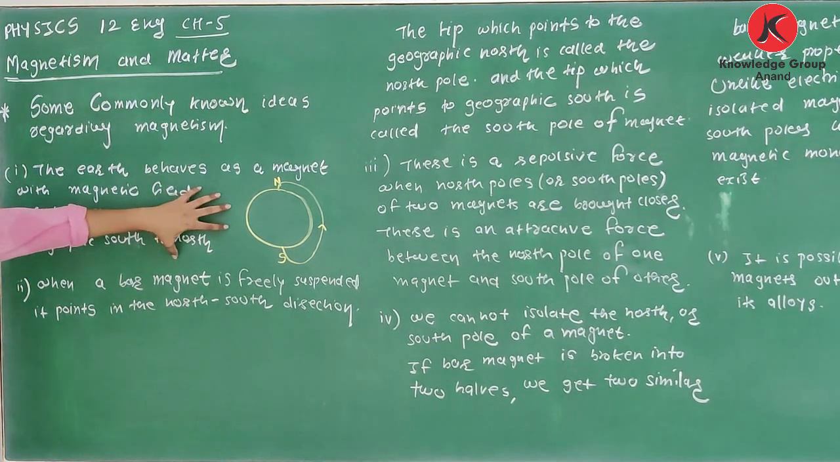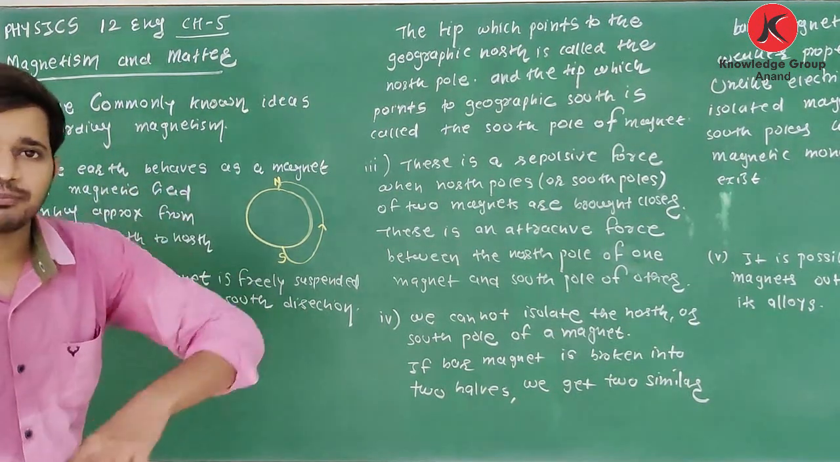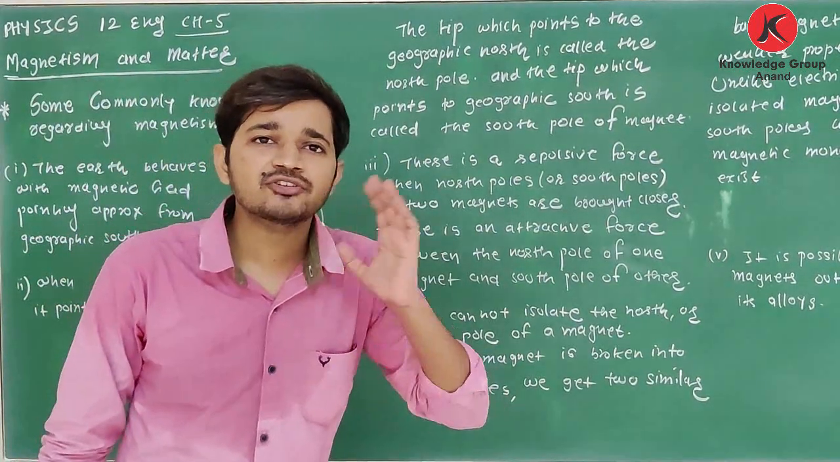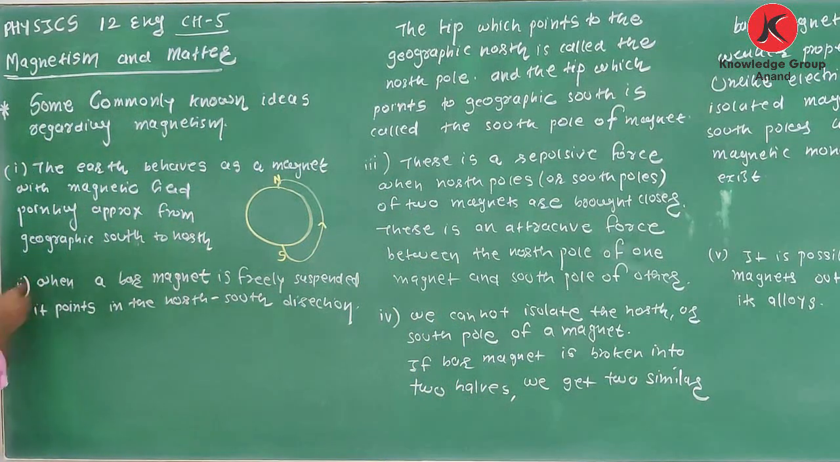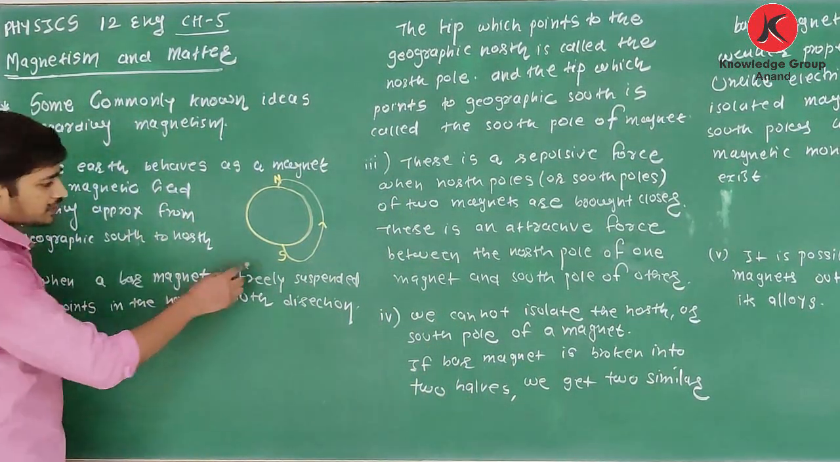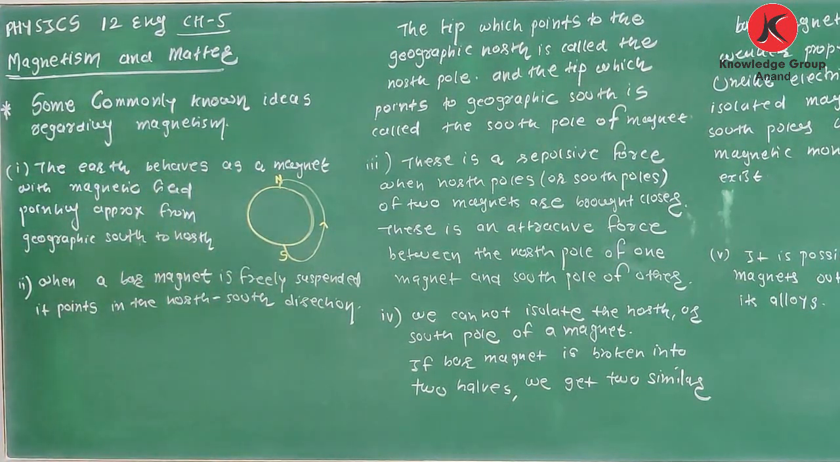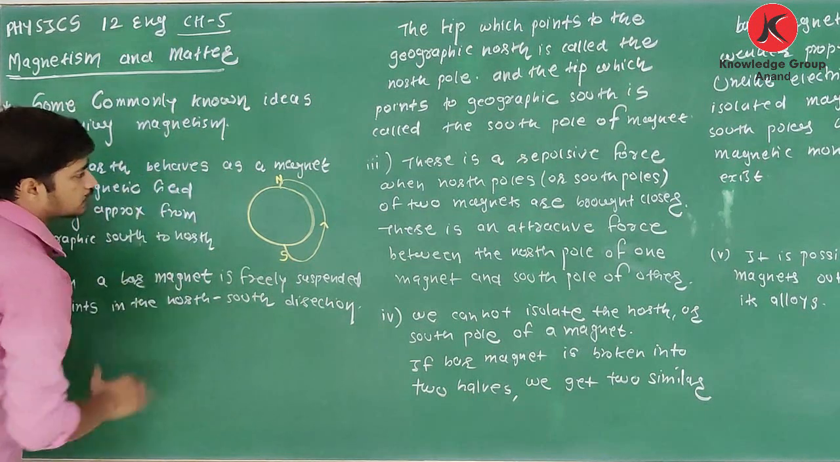For this point, we will discuss in this chapter Earth's magnetism, or magnetic elements of Earth, in brief. Why are these magnetic field lines from geographical south to geographical north? We will discuss this point.